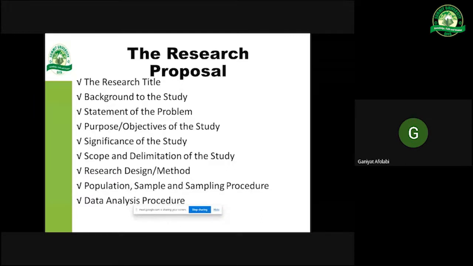Then the significance of the study: after you complete this study, what doors do you think it would open?